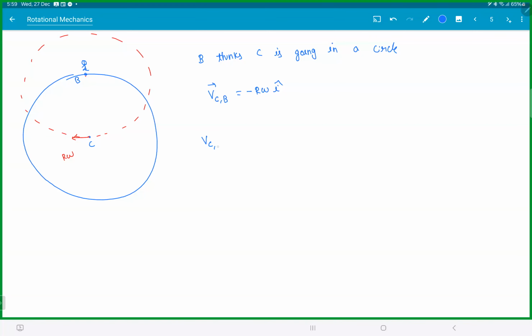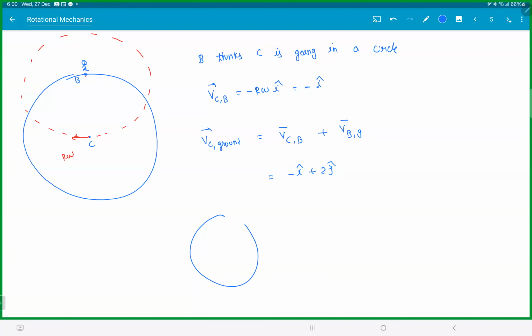So velocity of C in the ground frame will be velocity of C with respect to B plus velocity of B with respect to ground. And I already know how B is going. R omega is nothing but R is 1 and omega is 1, so minus i cap. So this is minus i cap plus 2j cap. You're getting it? If you stand on B and look at C, I know it is going in a circle, but B himself is going straight.